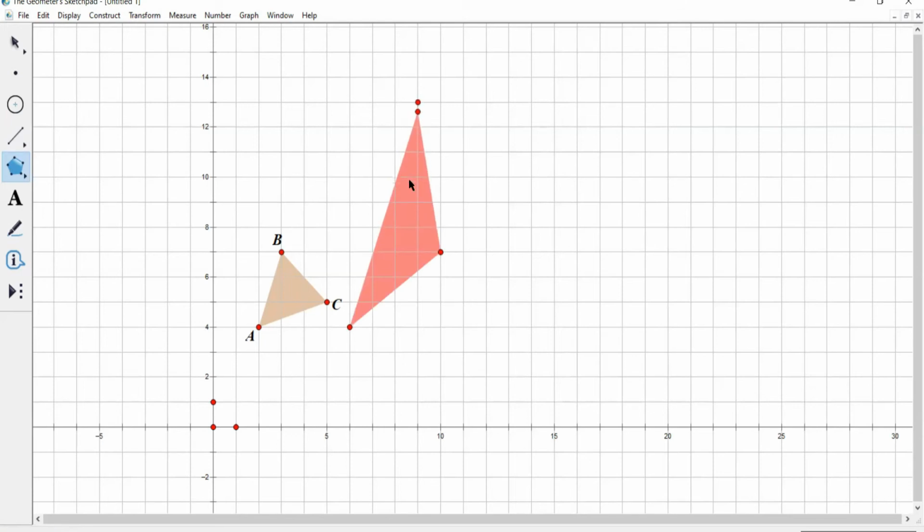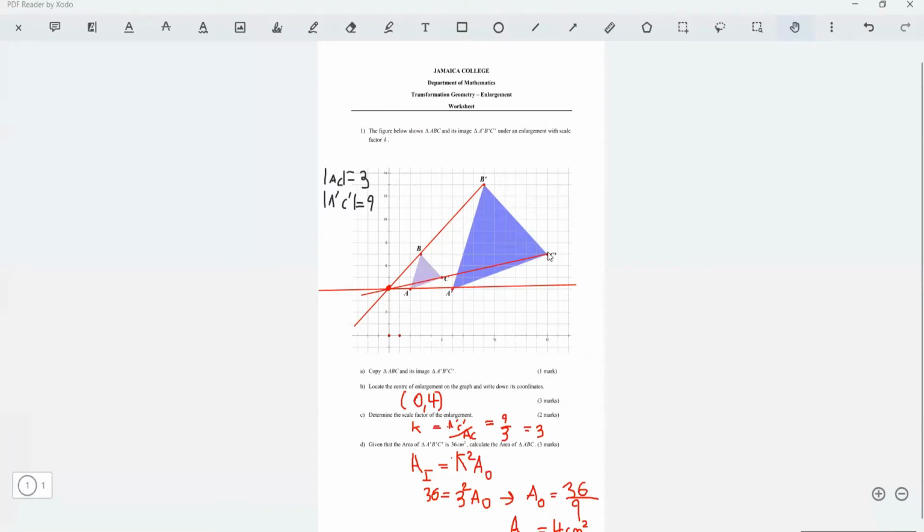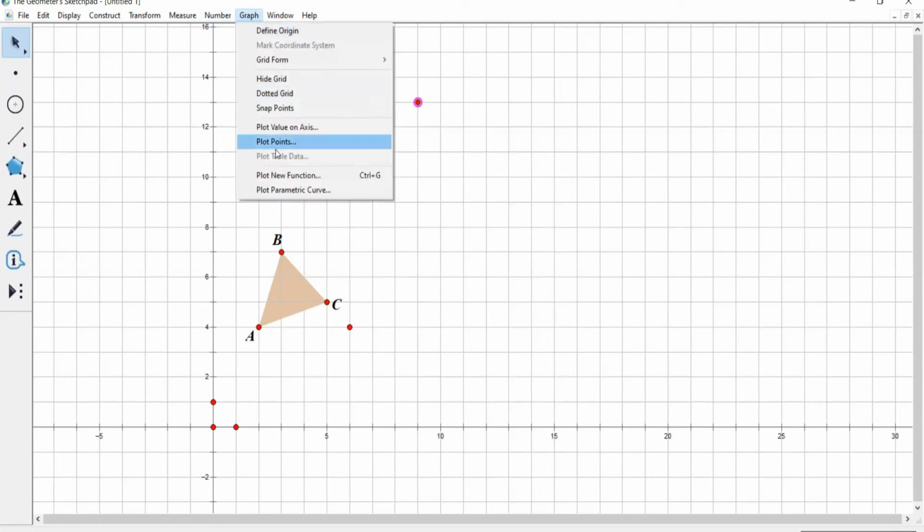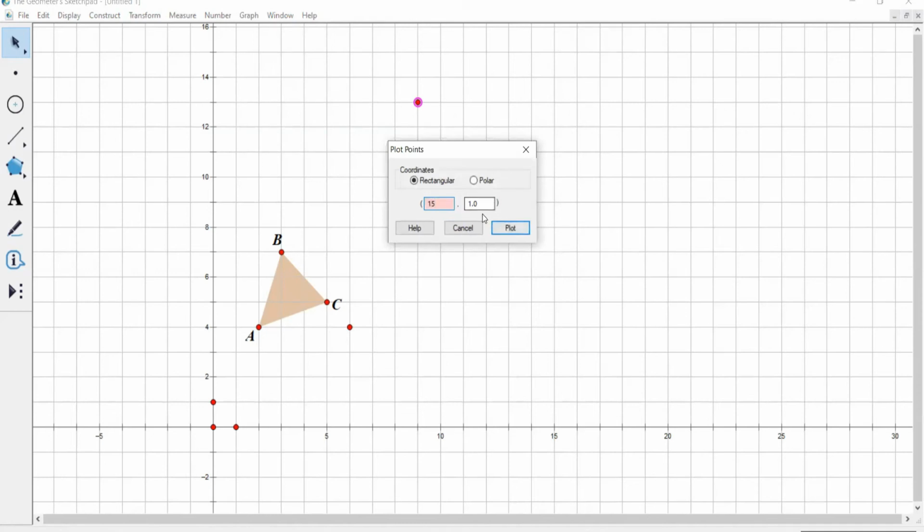Why does this look like this? This doesn't look like B. B was 9, 13. Something is off with this, so let me go back and see what we did wrong. C is 10, 7. 10, 7 is right. B is... oh, C is not 10, 7. C is 15, 7. Okay, we plotted this wrong, so let's go back and take that back. 15, 7.